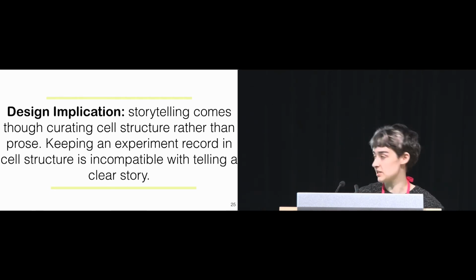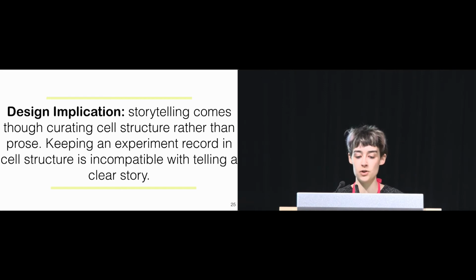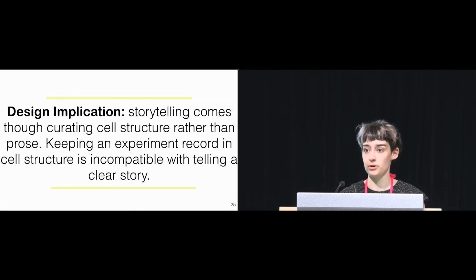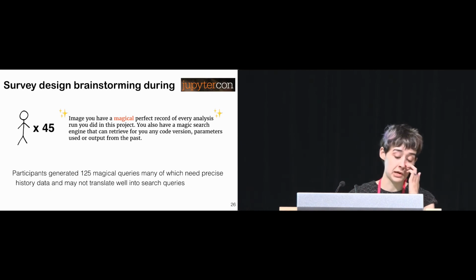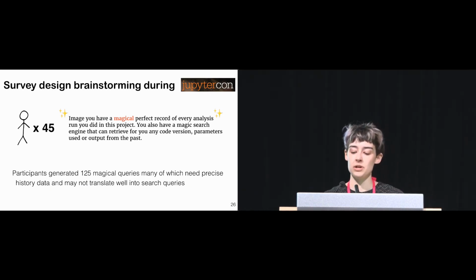So we did have another study that we conducted at JupyterCon, knowing that this experiment record is a problem, knowing that version control is a problem. We did a little brainstorming survey with 45 participants, and we wanted to figure out, if we can come up with better designs to keep track of your experiment history, what would you want that to look like?